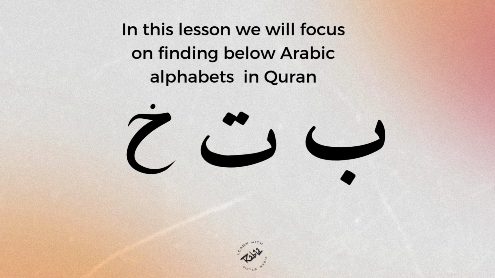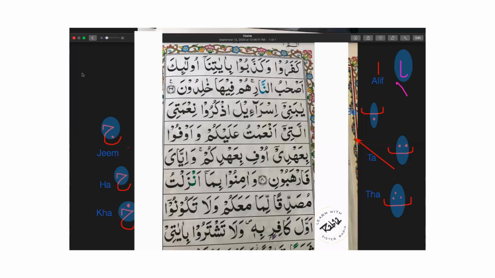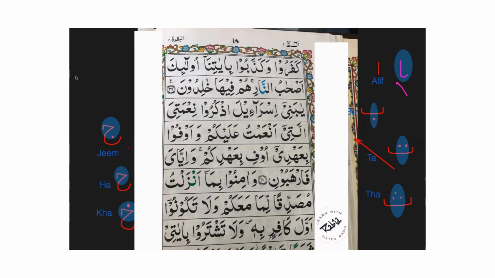In this lesson we will focus on finding the Arabic alphabets Ba, Ta and Tha in the Quran. Bismillahirrahmanirrahim. Okay, so Rayan, we are going to go find letter Ba, letter Ta, letter Tha.